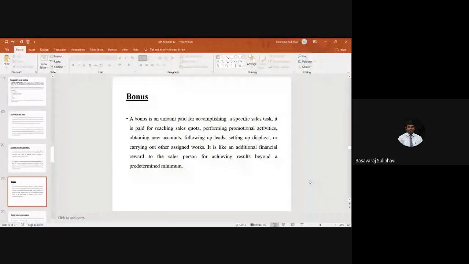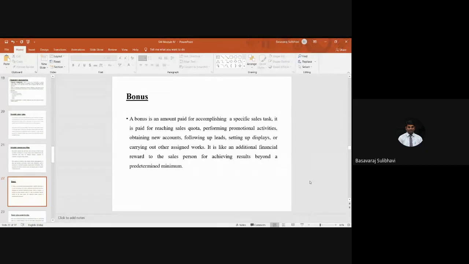So setting up displays, indulging in advertisement, or carrying out certain other types of assignment work apart from the selling process adds a lot to his own productivity, as well as helping the organization reduce expenses due to the extra effort or extra work a salesperson does for the organization. In such conditions, these bonuses are paid to keep them more motivated to perform beyond the job which has been specifically given to them.